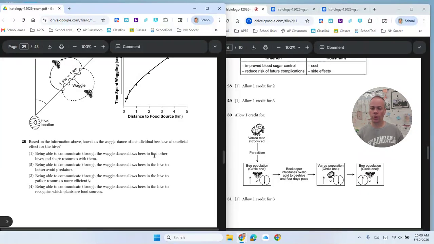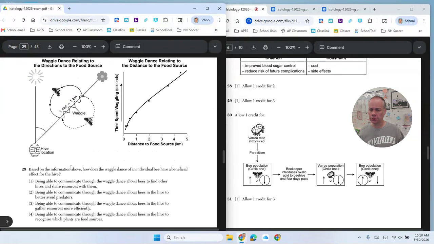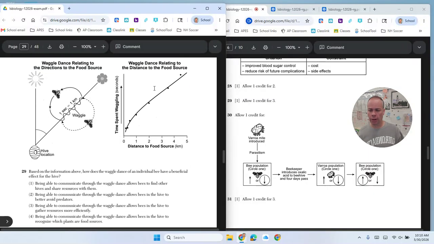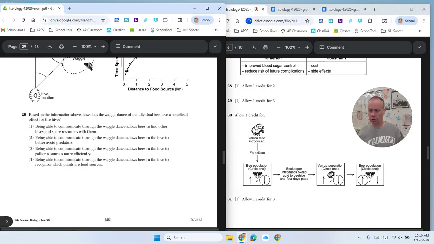Being able to communicate through the waggle dance allows bees to find other hives and share resources. No, this is about a single hive finding more resources. 1 is incorrect. 2, being able to communicate through the waggle dance allows bees in a hive to avoid predators. No, this is about food. It's not about predators. So 2 is incorrect.